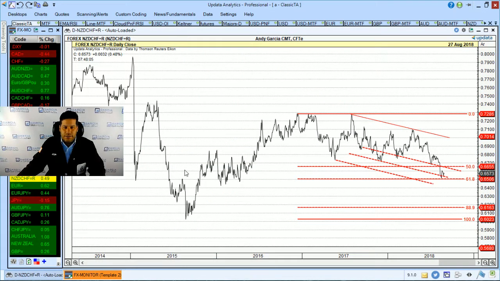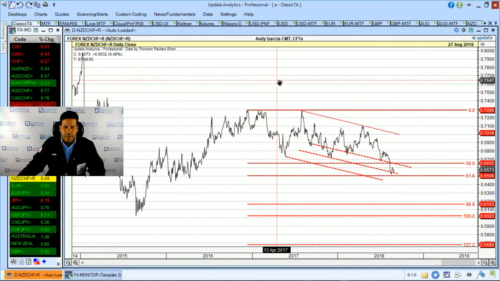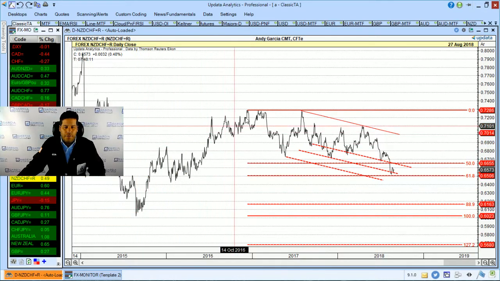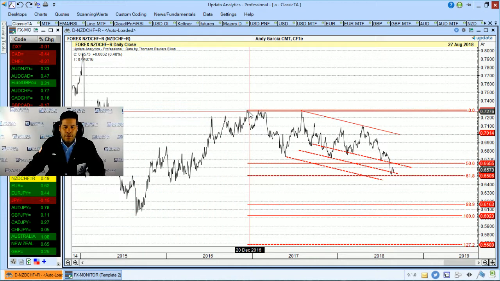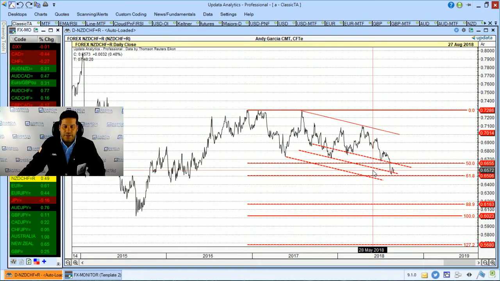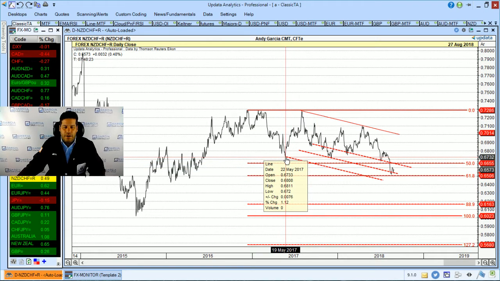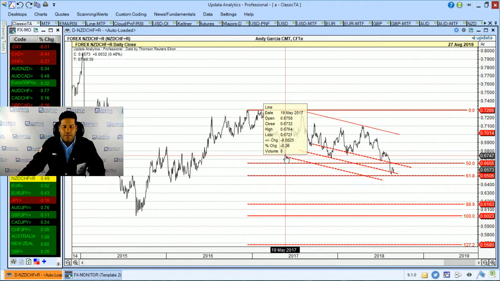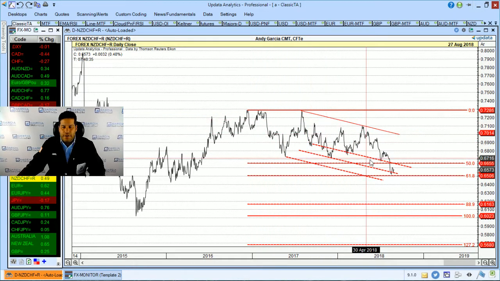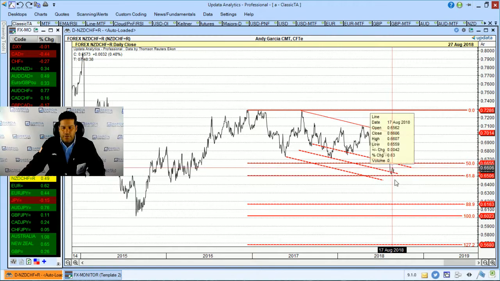Here's the New Zealand Swissy. Now, one of the things that I'm paying attention to is the fact that you had this up move off of the 2015 low. You had a double top, and now we're actually starting to make our way back down below the intermediate low, which is right here at May of 2017. Once you actually break down the intermediate low, you can see that this double top pattern is complete, and now we're looking for a downside move.